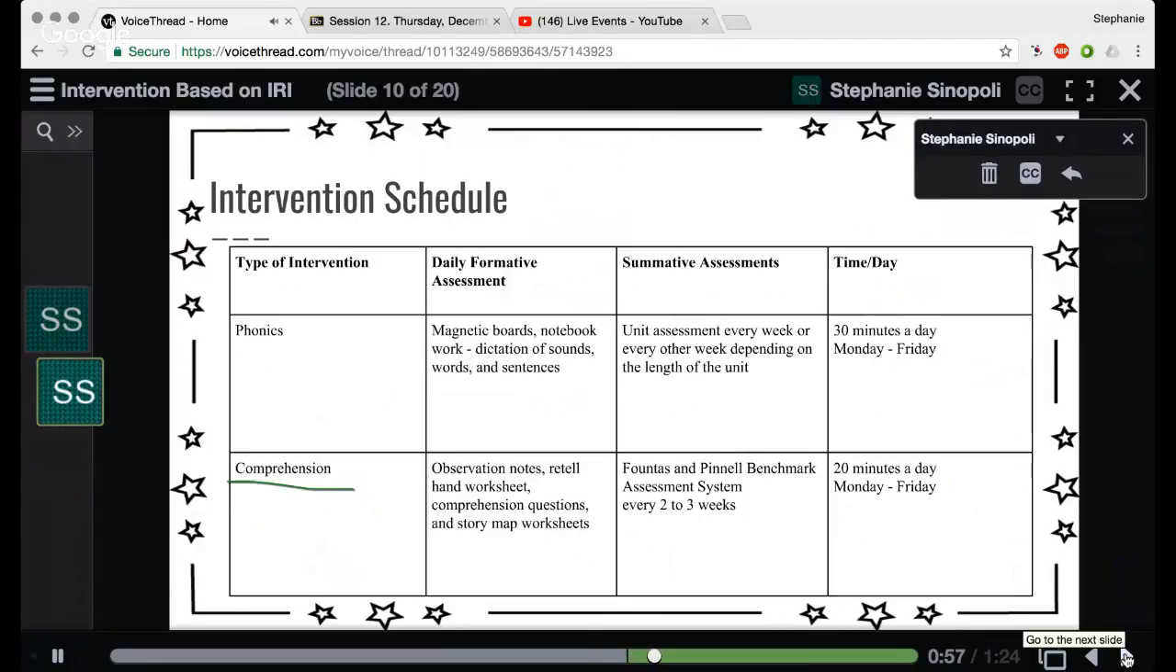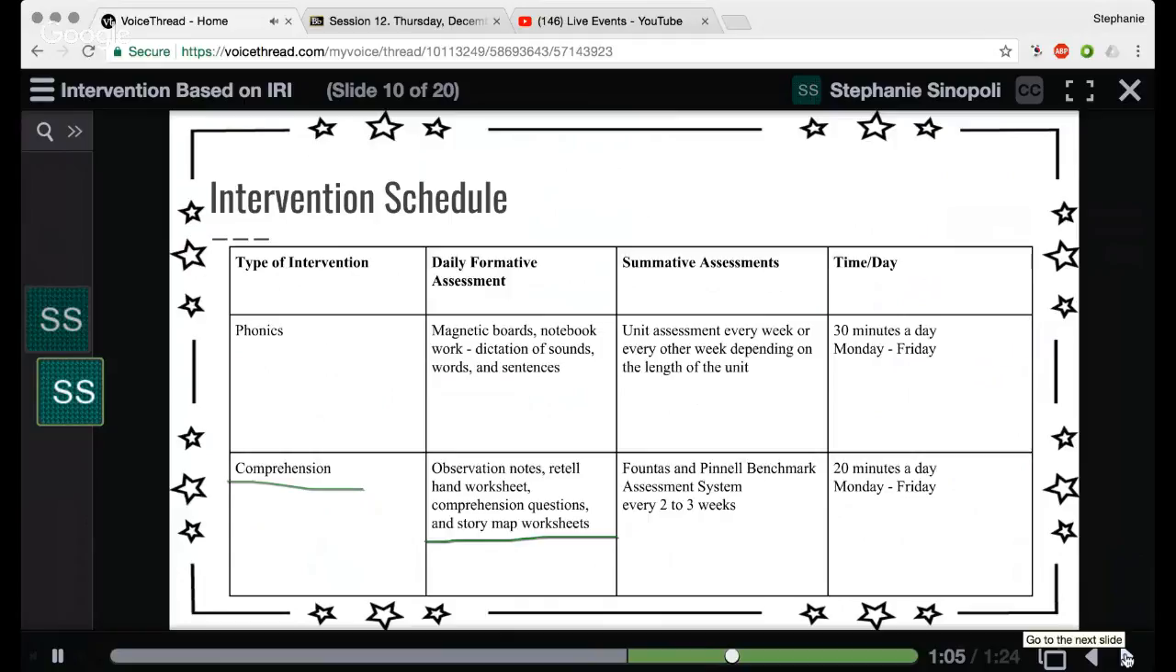The second type of intervention will be comprehension. This will be assessed daily as a formative assessment through observation notes, a retell hand worksheet, comprehension questions, and story map worksheets. For the summative assessments of this intervention, it will include the Fountas and Pinnell benchmark assessment system. Every 2 to 3 weeks this will occur. And the time for this will be 20 minutes a day, Monday through Friday.